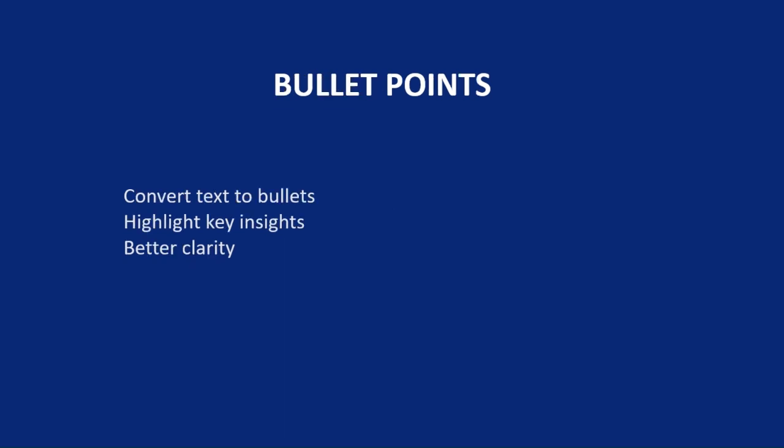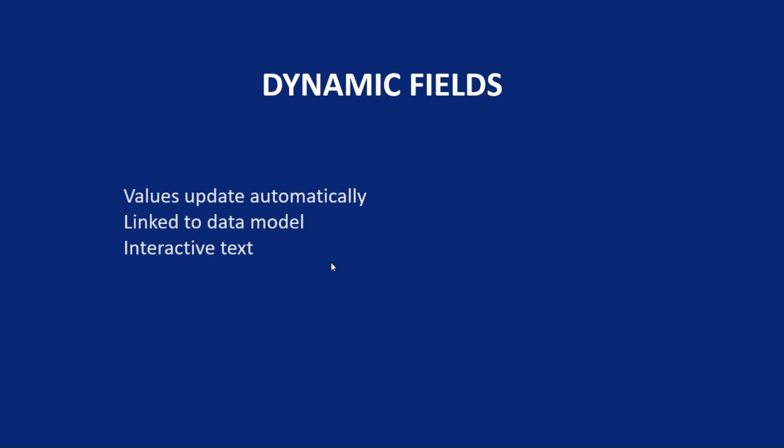One great trick is converting text into bullet points. Highlight the text, convert it into bullets. This makes it easier to read, more structured, and better for presentations.